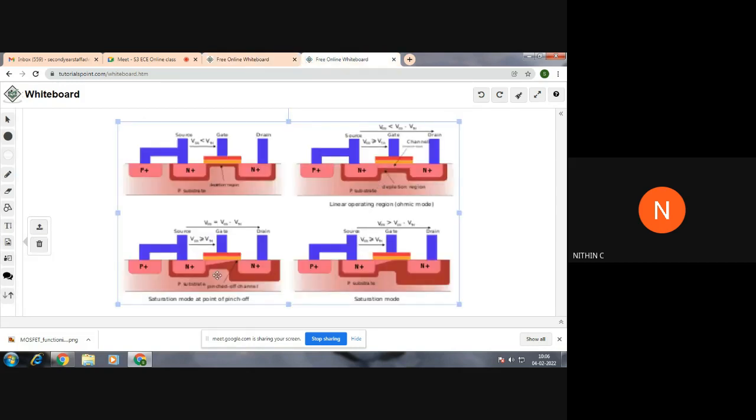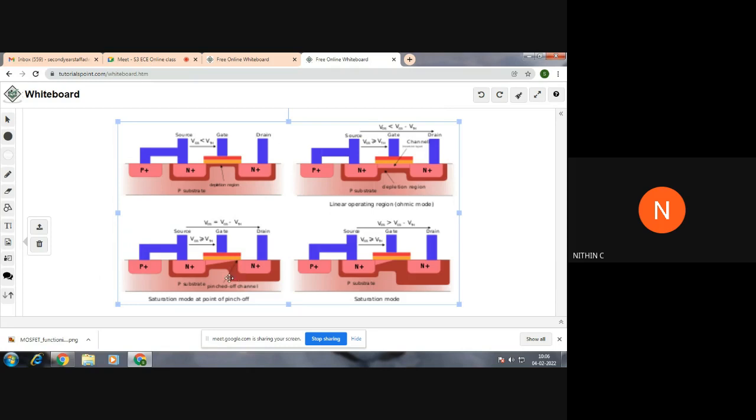Why does it saturate? When VDS is further increased, what happens? This depletion layer width will increase, and it will extend more into the channel at the drain side. The red portion shows the depletion region width, and this pink color shows the channel. Because the depletion region width increases, that will affect the channel width at the drain end.